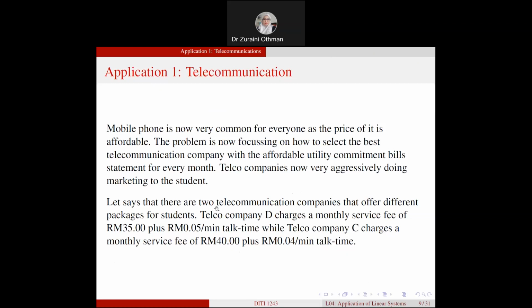Then, let's say there are 3 telecommunication companies. Okay, we know that there are 3 communication companies that offer different packages for the student. For example here, it's mentioned about telco company D charge sebulan with service of RM35 plus 5 sen per minute talk time. With telco C, they charge service about RM40 plus 4 cent per minute talk time. Okay. Then how can we make the linear equation there?